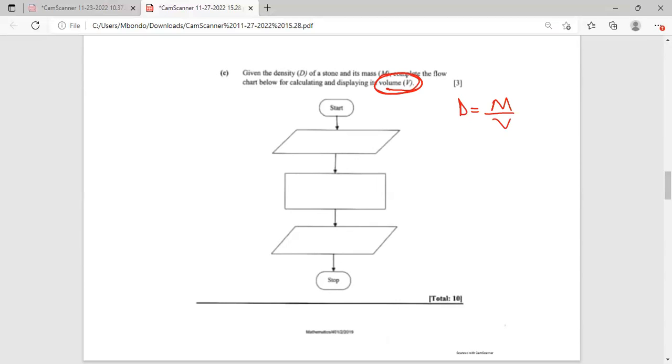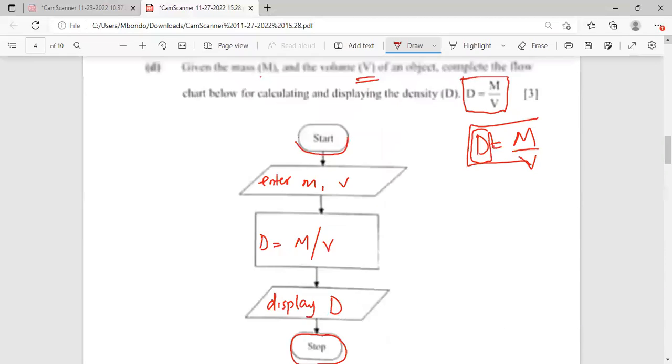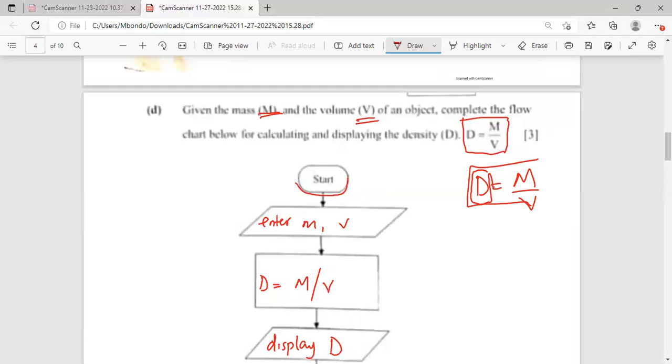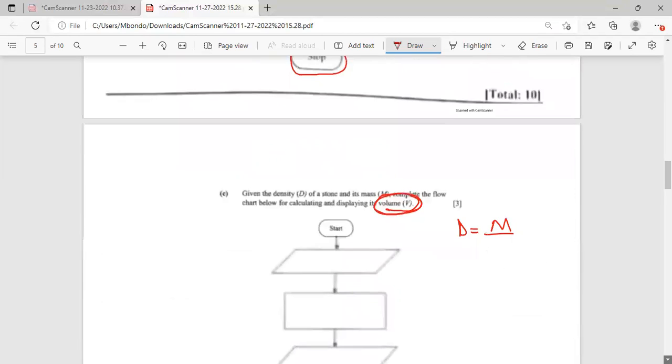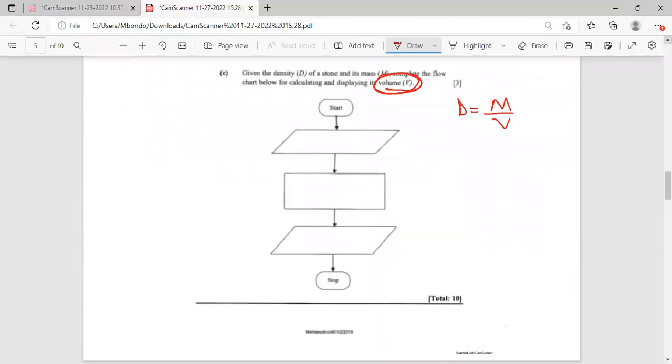Take note of that. In the first question here, what were we calculating? Density, if you look at it. Now here we are calculating volume. So in other words, in this same question, we just have to make volume the subject of the formula. What do I mean? When you make volume the subject of the formula, volume will be equal to mass over density. You just swap them. That's what you're going to do. I hope you understand that now.